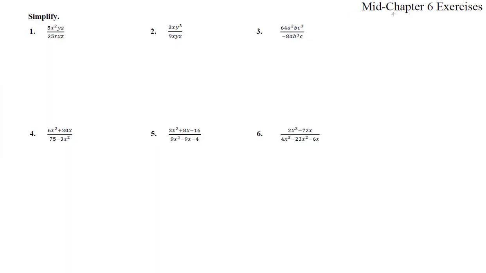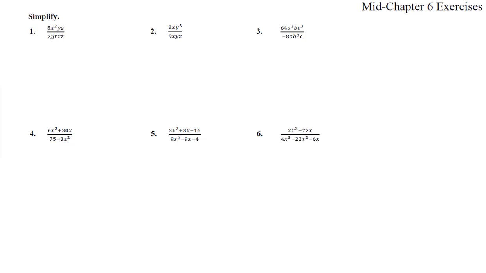Here we are in mid-chapter 6 exercises 1 through 6. We are supposed to simplify these fractions, these rational expressions. Since this is a division bar, we need to make sure they're multiplying on top and multiplying on bottom to be able to slash them out. And that's really what simplification is about.